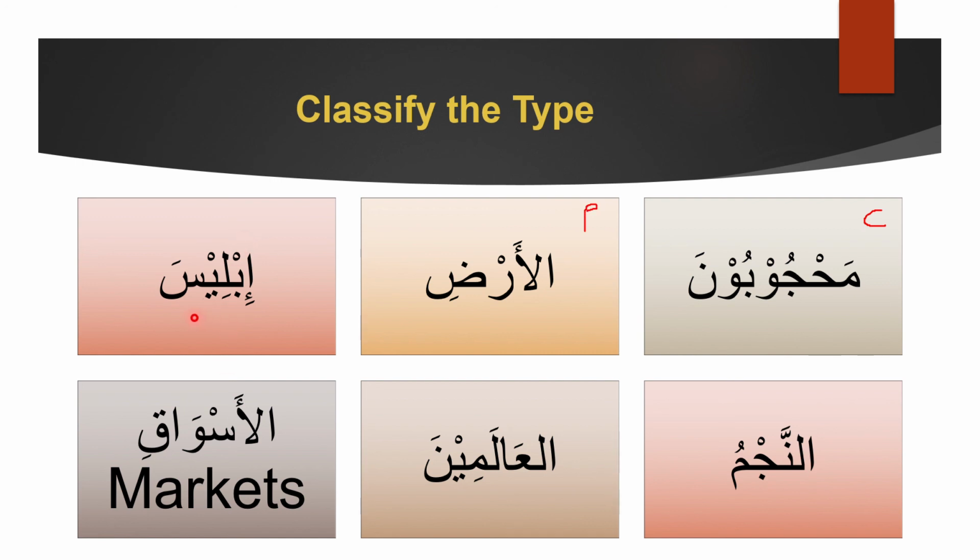Next, Iblisa. Iblis is a proper name. Proper names are? Yep, proper. Al-Najmu. There is alif lam. Al-Alamina, which means? Yes, it's proper. Al-Aswaqi. At this point, you shouldn't even need me to tell you why it's proper. You should know already.